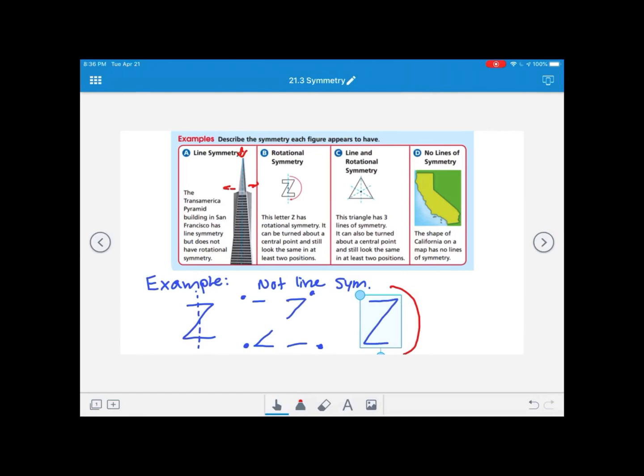When I flip it, what does it still look like? What letter does that still look like? It still looks like a Z. So some letters, other figures can be rotated to still look the same when the flipping is done as it did before. So that's what symmetry is. It looks the same on one side as it does on the other, or when you move it, it looks the same as it was in its original position.